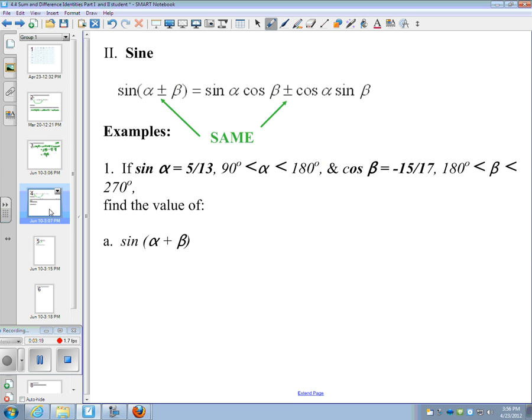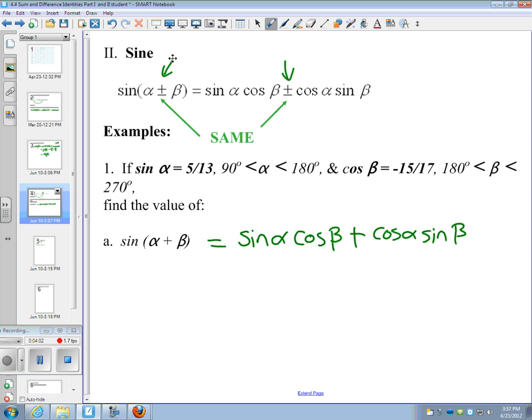Looking at sine. Now this is quite the example, but we can do it. We're not even scared. Okay, so for sine, in this case, we have the same sign in between. So if we add them, then we add them. Okay. So in this case, we have the sine of alpha is 5/13. The cos of beta is negative 15/17. So it says where those are. So what we need to do is find the sine of alpha plus beta. Well, using identities, we know this is equal to the sine of alpha, cos of beta, same sign, cos of alpha, sine of beta. So let's look at what we know of this information.